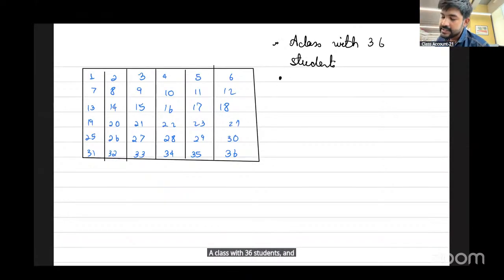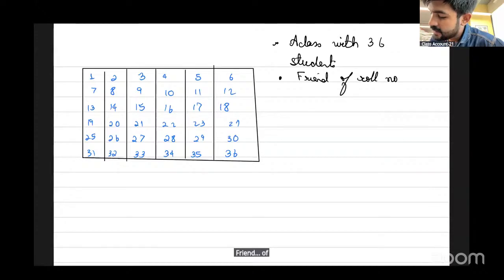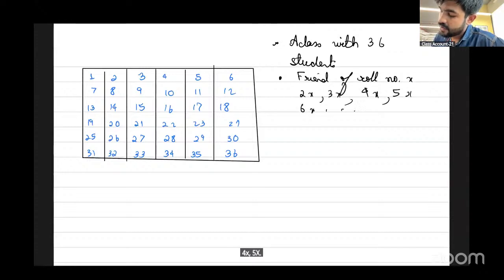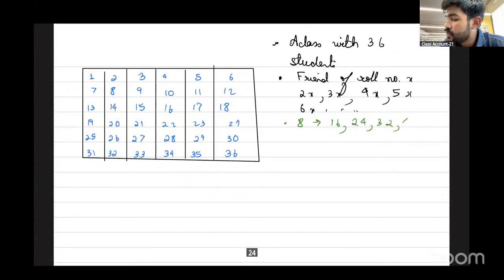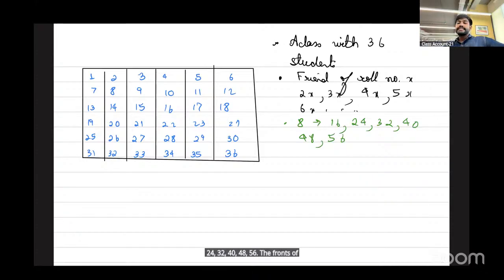And the very next thing is that the friends of roll number X are 2x, 3x, 4x, 5x, 6x, and so on. What I meant is that for a simple value like 8, the friends of 8 are 16, 24, 32, 40, 48, 56. The friends of 8 are 16, 24.